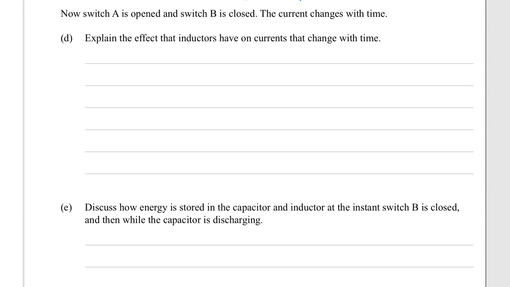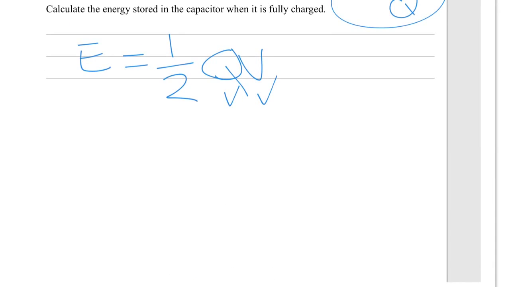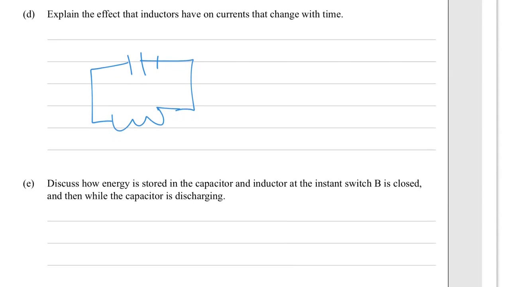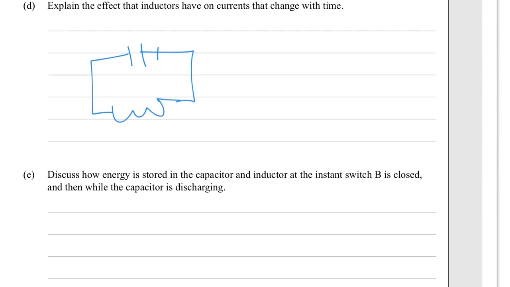D, explain the effect of what I've got. Switch A is open and switch B is closed. The current changes with time. So this time we're left with the capacitor running through the inductor. And there's the, quick skim up, I think the resistor was in the branch with the capacitor, there we go. Okay, so we've got the resistor in place there.